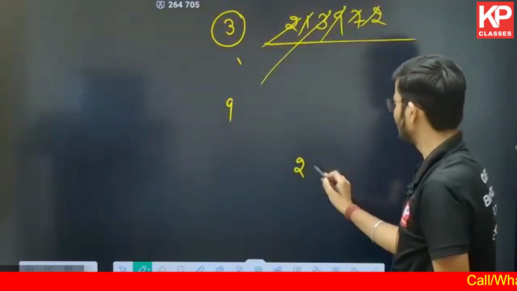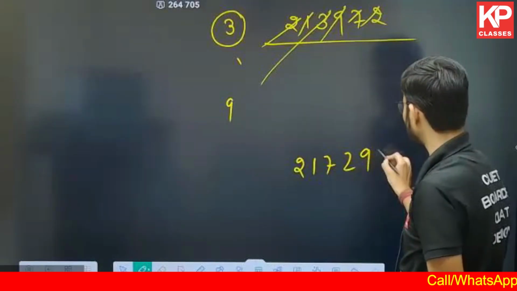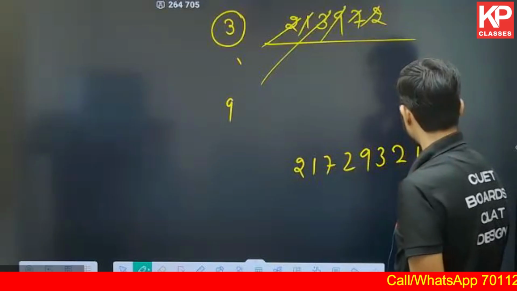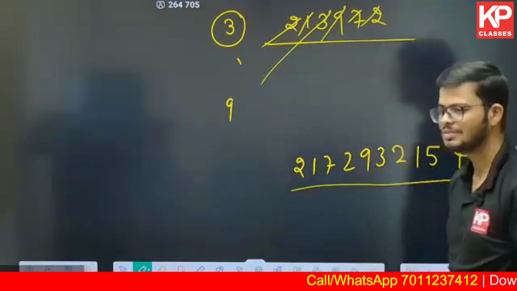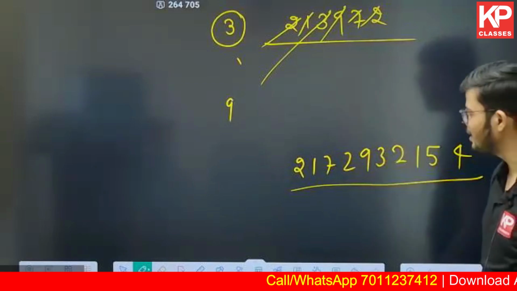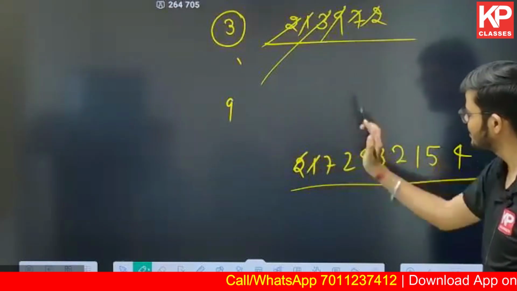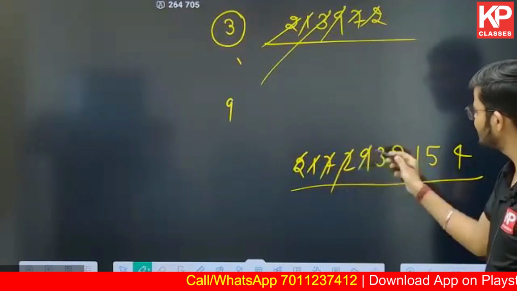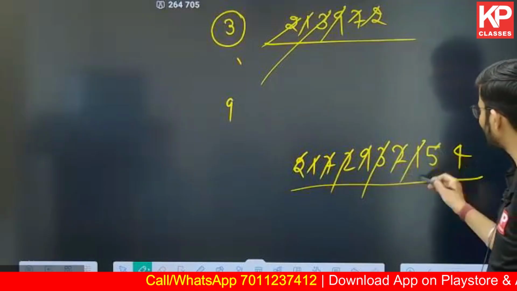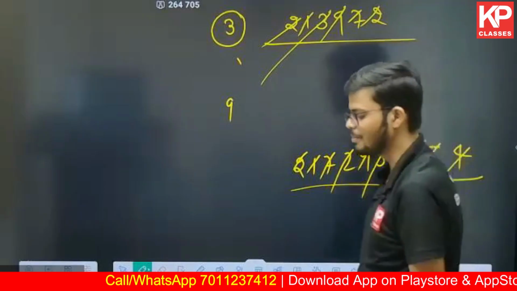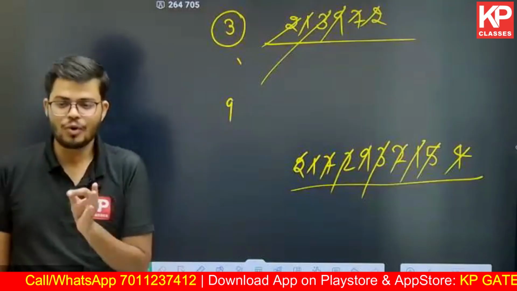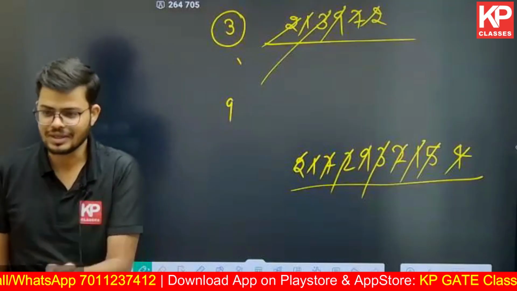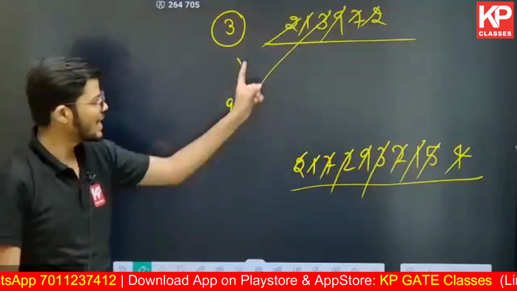For an example, 2, 1, 7, 2, 9, 3, 2, 1, 5, and then after that 4. Now, is this number divisible by 3 or not? How are we going to find it out? 2 plus 1, 3. 3 is divisible. 7 plus 2, 9 is divisible. 9 is divisible. 2 is divisible. 2, 1, 3 is divisible. 5, 4, 9 is divisible. This whole number is divisible by 3. That means if you want to check whether the complete number is divisible by 3 or not, what we'll do? We will just add the digits.